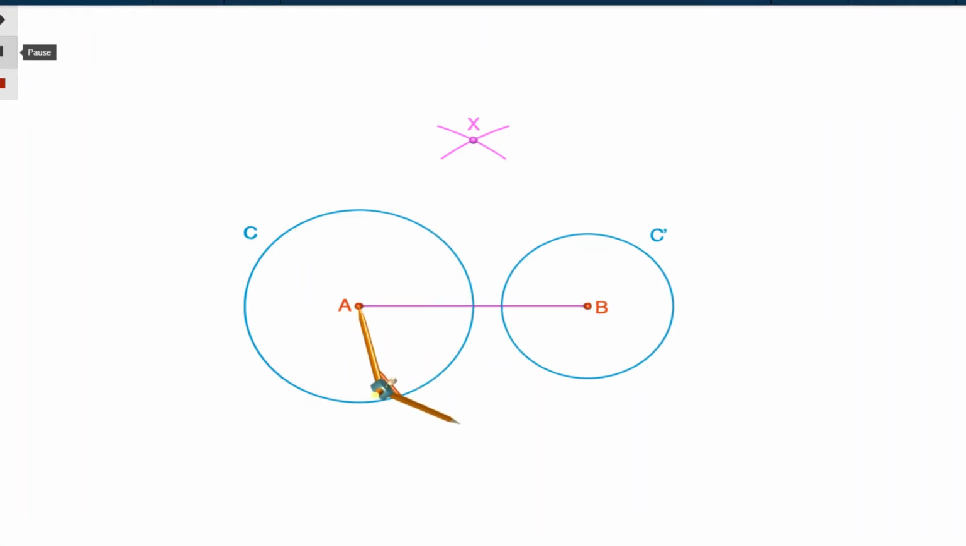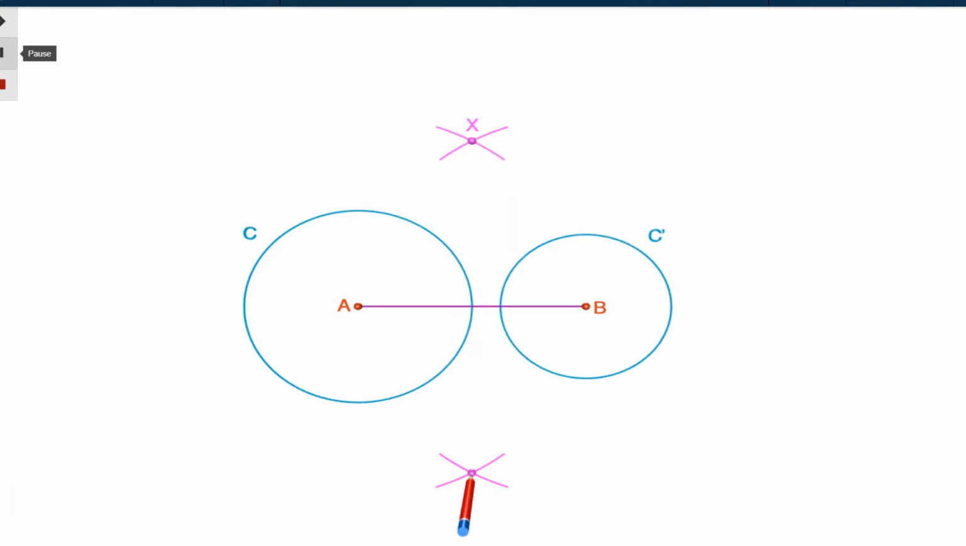X. Similarly, with A as center and the same radius, draw another arc below the line AB, and with B as center, draw an arc to intersect the previous arc at some point, and mark it as Y. And here the radius should be more than half of AB, otherwise it won't intersect. Mark it as Y, and now join XY. XY is the perpendicular bisector of the line segment AB.